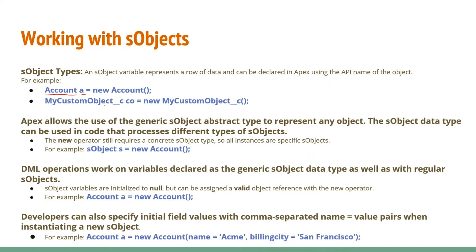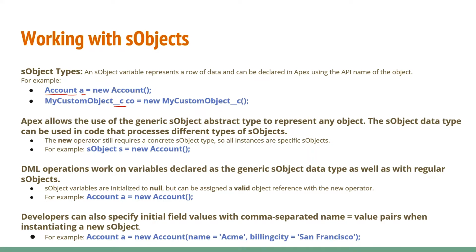My_Custom_Object__c, where __c defines that it's a custom object. c is the name of that instance. We are creating a new instance of that particular custom object. So this is how we can create an instance of a custom or standard object.